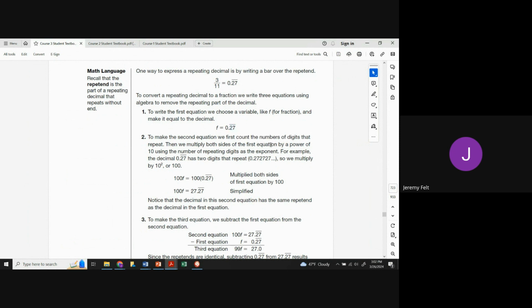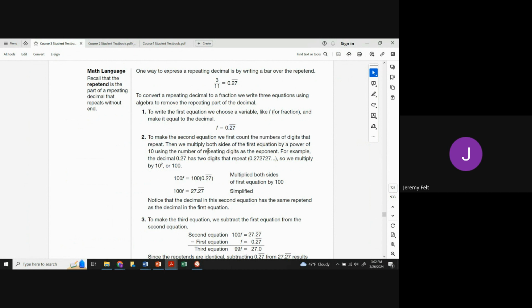Then we multiply both sides of the first equation by a power of 10. So 10 to the power of 2, because there's 2 repeating digits. It kind of sounds complicated. Once we do a few, you guys will get the hang of it. So 10 squared is 100. So we have 100F equals 100 times the decimal. Again, we're just saying, well, if F equals this, then 100 times this equals 100 times that. That's all we're doing.